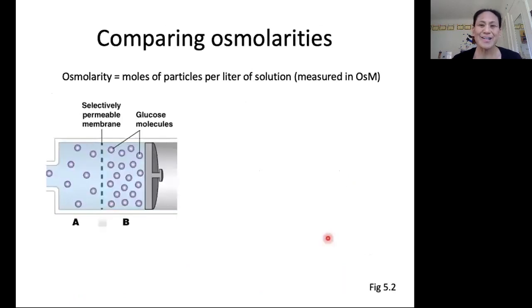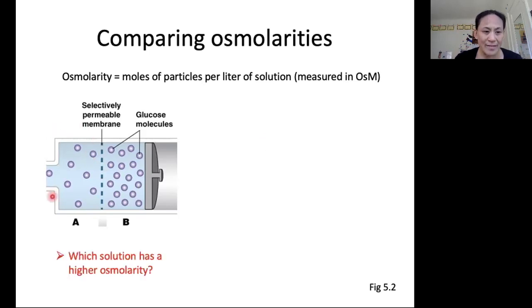Okay, last concept that I want to go over here is osmolarity. We have this term called osmolarity, which is a measure of how much solute we have in a solution. The osmolarity of a solution can be calculated as the moles of particles per liter of solution, and that gives you a unit of osmolar. We're not going to do very many calculations of osmolarity, but it is important to understand what it represents.